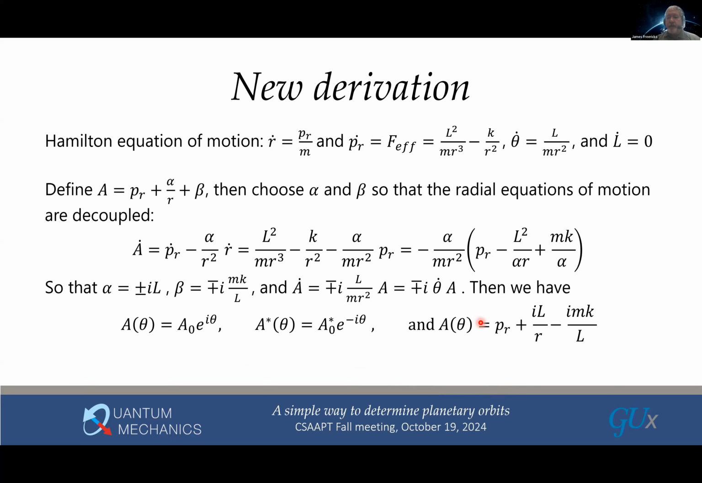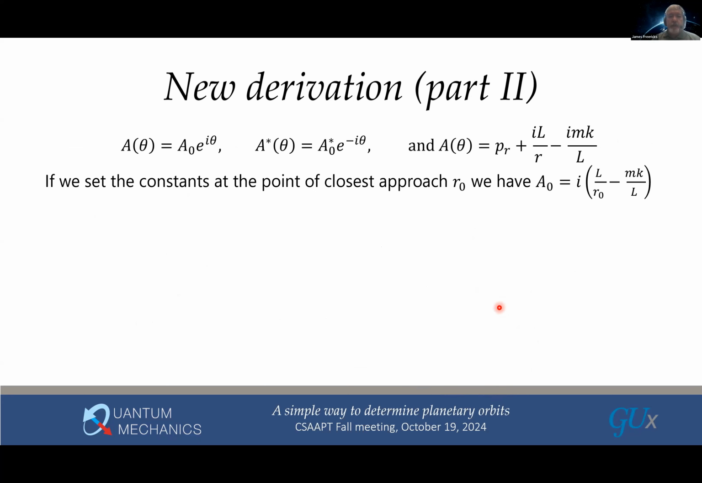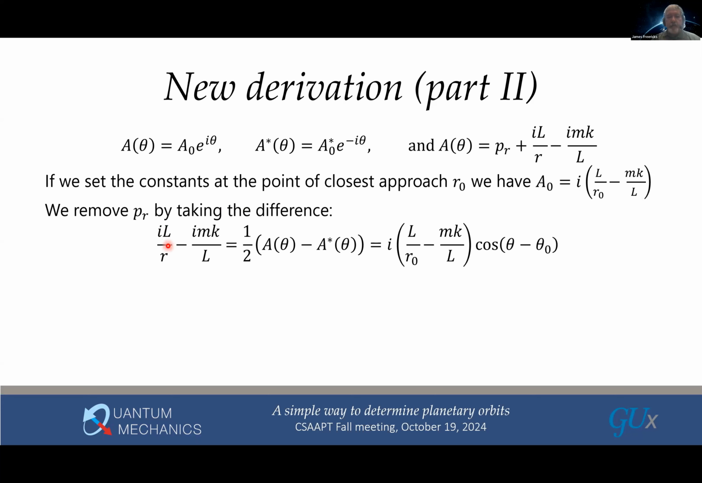Now to get the orbit, I just want to get rid of this p_r term. So we're going to show you how we do that. We first need to determine the constants for A0, and to do that, we pick the point of closest approach where p_r is equal to 0, and then A0 is just equal to L over r0 minus m k over L times i. And then we get rid of the p_r by taking the difference of these two objects. iL over r minus i m k over L is just 1/2 the difference of these two terms. And using these expressions with this A0, we can rewrite that as iL over r0 minus m k over L cosine theta minus theta 0. And you see we now have the equation for the orbit.